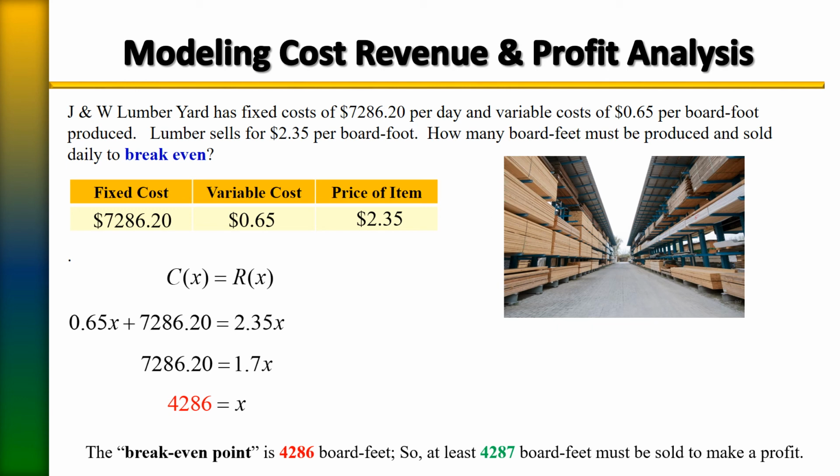But in order to make a profit, this company is going to have to make at least 4,287 or more to make profit. In other words, if it makes at least 4,286, they'll break even, no loss, no gain. You make more than that, then of course is a profit. Less than that, you incur a loss. So we were asked here the break-even point, and again the break-even point here is 4,286 board feet. And there you have it.